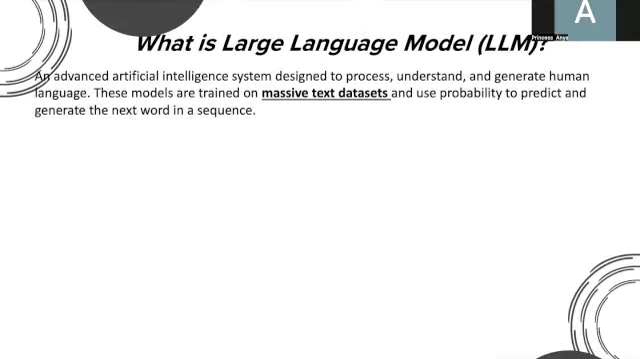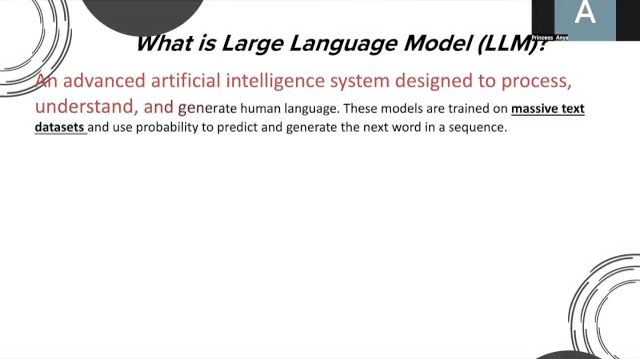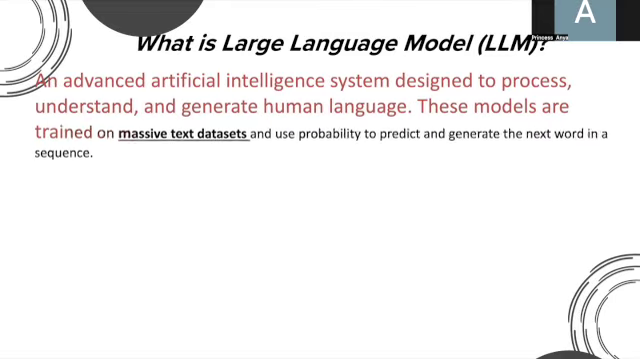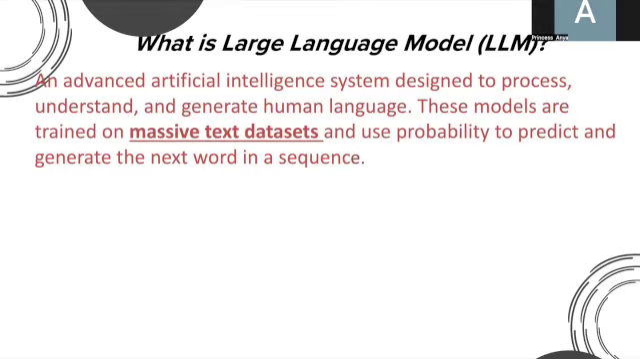First, what is a large language model? A large language model is an advanced artificial intelligence system designed to process, understand, and generate human language. These models are trained on massive text datasets and use probability to predict and generate the next word in a sequence. How does it work?